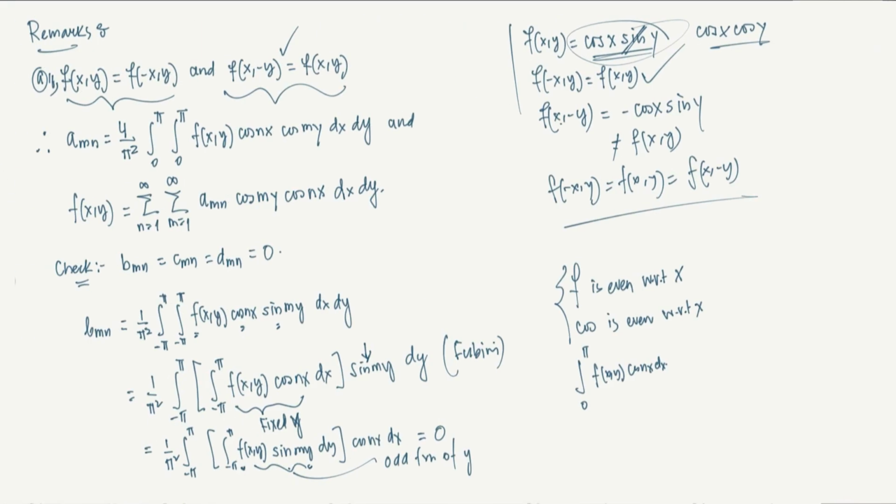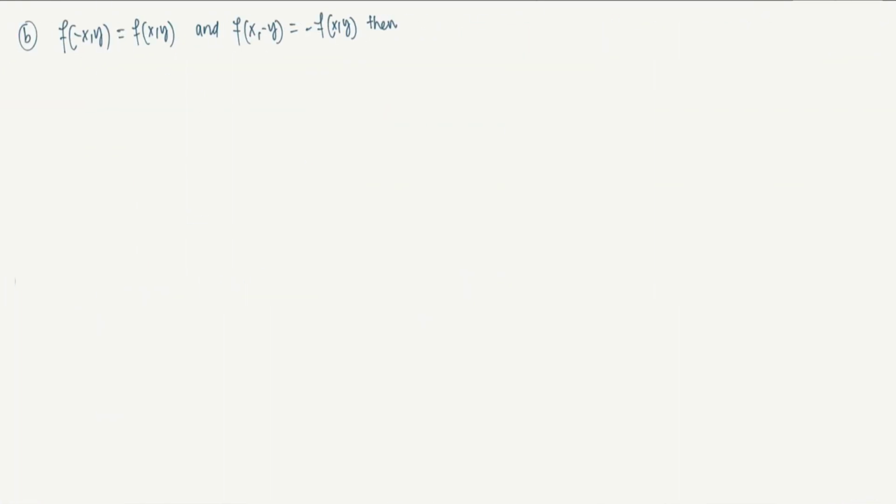Let's look at another remark. Say f of minus x,y equals f of x,y, so it is even with respect to the x variable but odd with respect to y. So you have an even function in x, which is a cosine, and an odd function with respect to y, so basically a sine kind of thing. If something like this happens, a similar analysis can be done, and you can show that the function can be reduced.